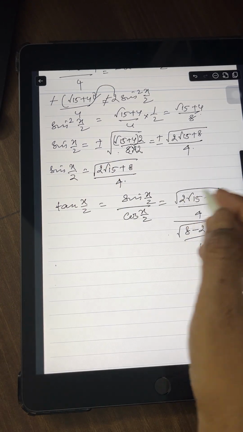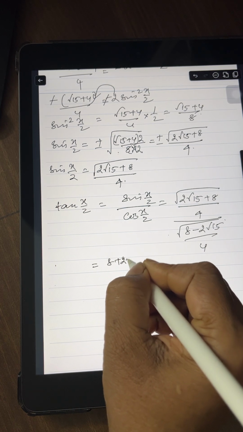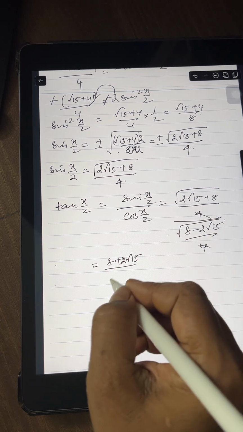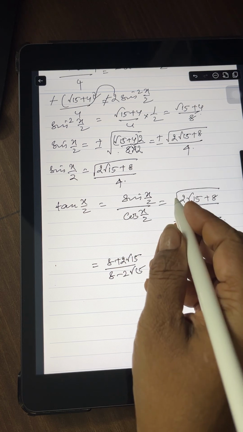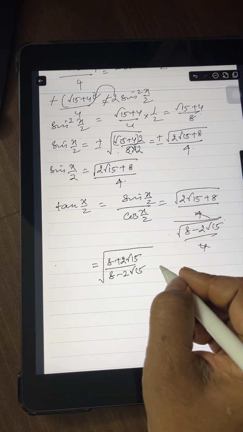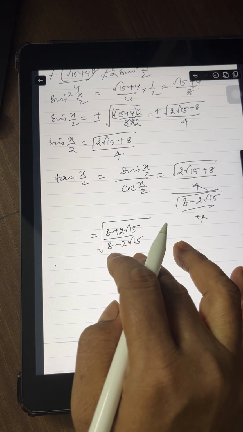No, here you can interchange this and you can write it as 8 plus 2 root 15 by this 4, and this 4 will get cancelled. Then 8 minus 2 root 15. Both are under the root. So directly you can put whole root. Now what you will have to do? Now you can simplify it.